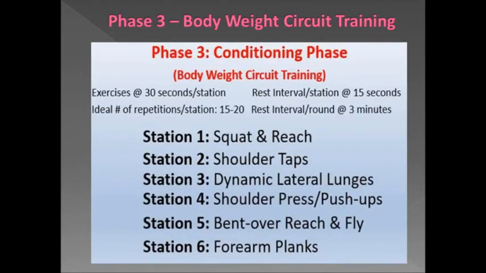Then you're going to proceed to your main exercise or your conditioning phase, the circuit training or the weight circuit training. Exercise at 30 seconds per station. The ideal number of repetitions is 15 to 20. Then rest interval: the rest interval per station is 15 seconds. The rest interval per round is 3 minutes.